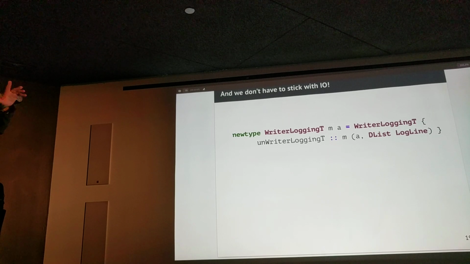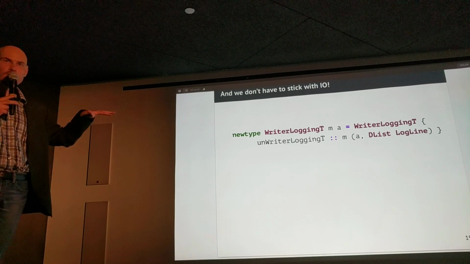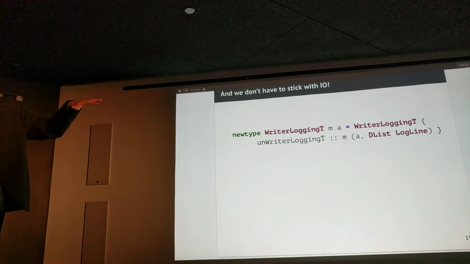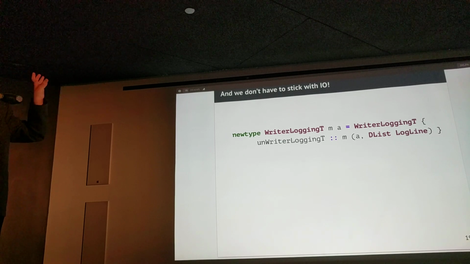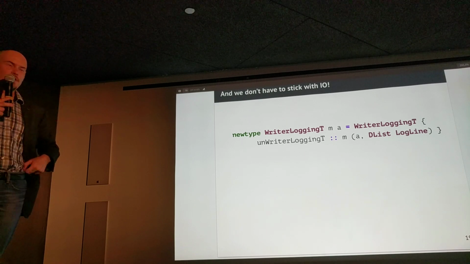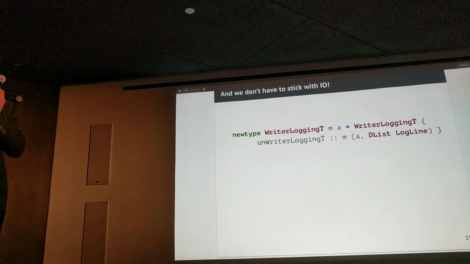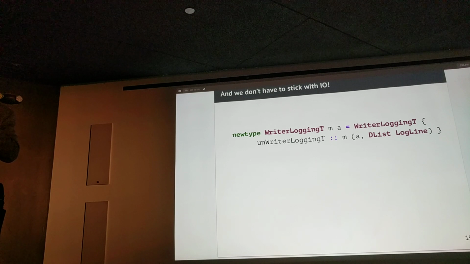And in fact, we don't have to use IO. In the same library, we have this WriterLoggingT transformer for writing logs into difference lists. Difference lists are just an efficient way of keeping lists in memory. We want to be performant, and we don't want to use too much memory. So that's why we use these difference lists here. It's some special data structure which resembles lists but looks a little bit different.